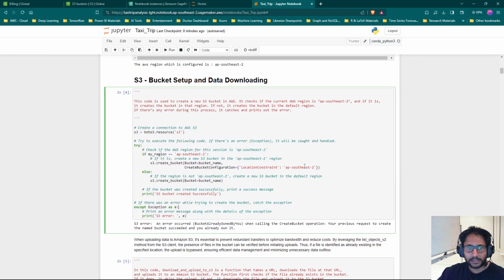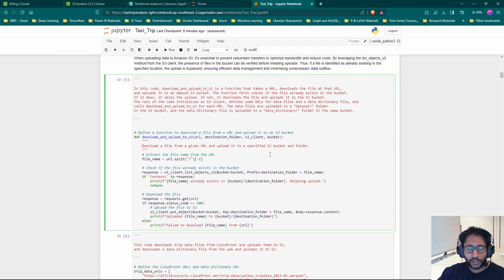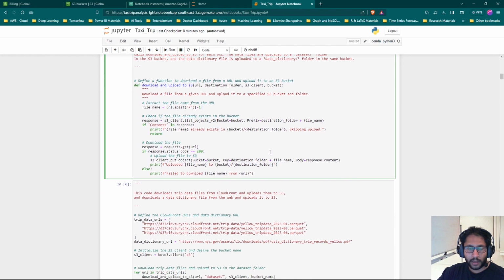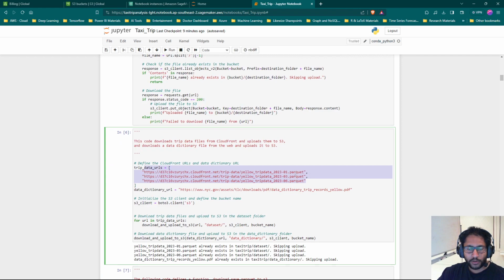Sorry, it's not creating a function. What I'm trying to do is, if the bucket is already created, I will not have to recreate the bucket, so I can skip it. Secondly, I'm creating a function to extract the datasets from CloudFront. As you can see, these are the parquet files which reside in CloudFront. I'm downloading these files into my S3 bucket, under a subfolder called dataset.